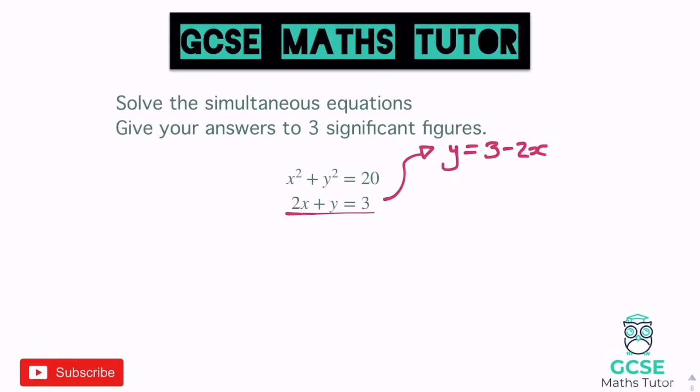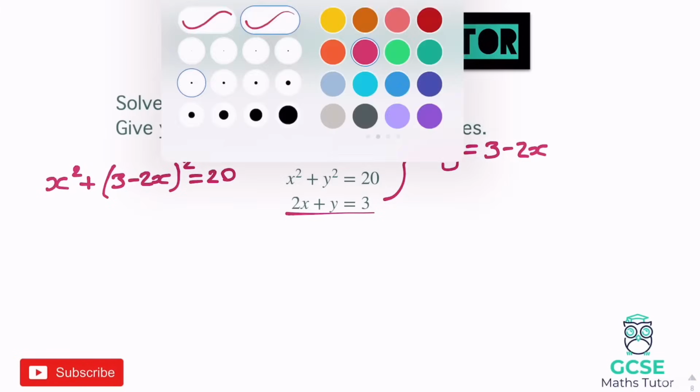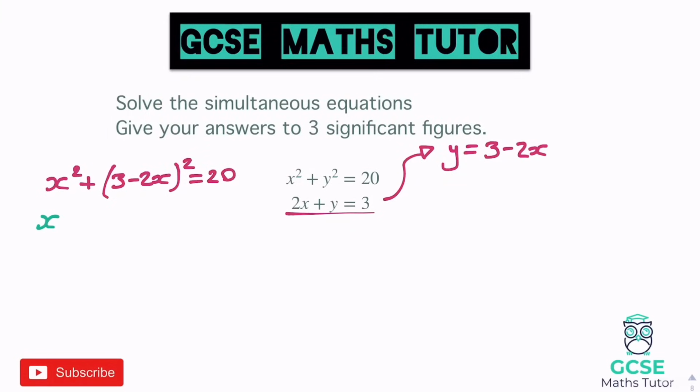So subbing that into that top equation, we're going to get x squared plus this 3 minus 2x, that's squared, and that equals 20. Now if we expand all this out, we get x squared plus, and you can write out the double bracket here if you like, but 3 times 3 gives us 9. We get minus 2x times 3, which gives us minus 6x, and we've got 2 of those, so minus 12x. And then negative 2x times negative 2x will give us positive 4x squared. There we go, and that equals 20.